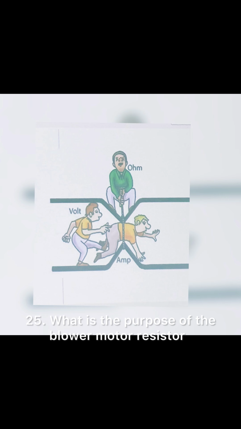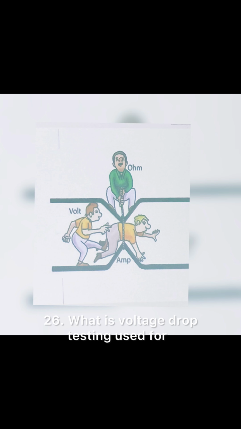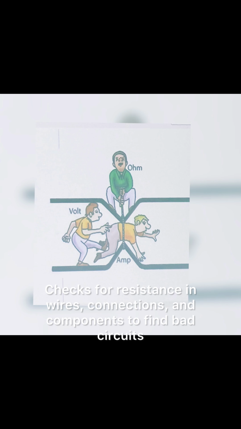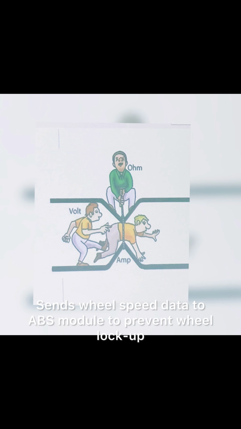25. What is the purpose of the blower motor resistor? Controls fan speed by changing resistance to the blower motor. 26. What is voltage drop testing used for? Checks for resistance in wires, connections, and components to find bad circuits. 27. What is the function of the ABS wheel speed sensor? Sends wheel speed data to ABS module to prevent wheel lockup.